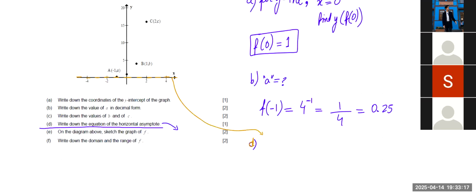X equals 0. I don't know. No, y equals 0. Y equals 0. Good job. You were about to be told that you're wrong, but you're repaired. Good job. Y equals 0.